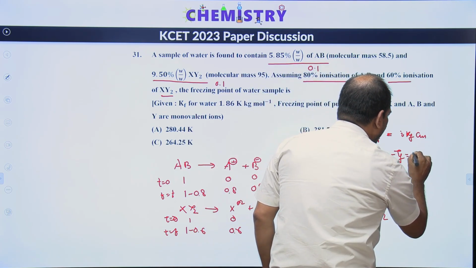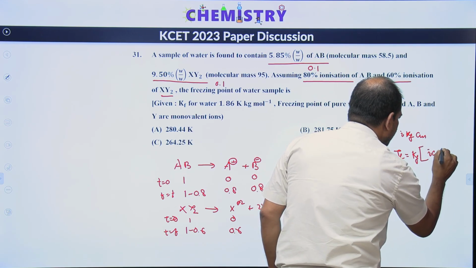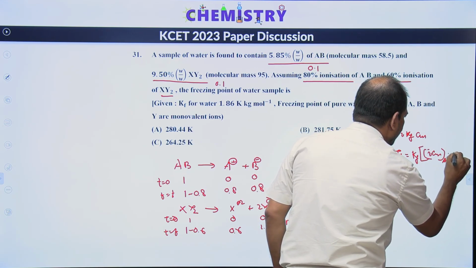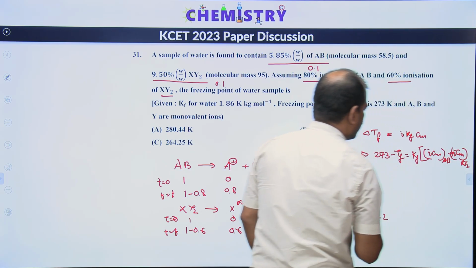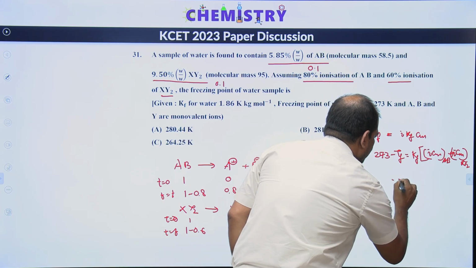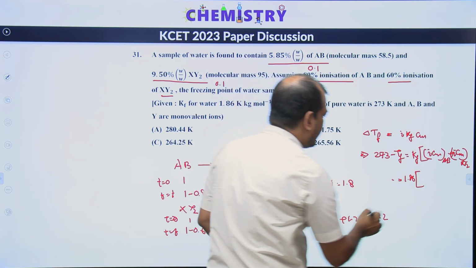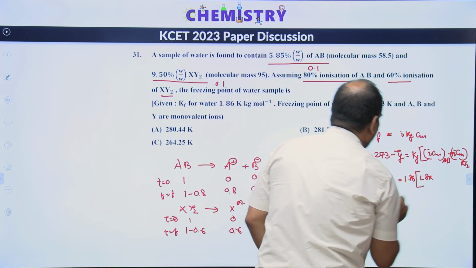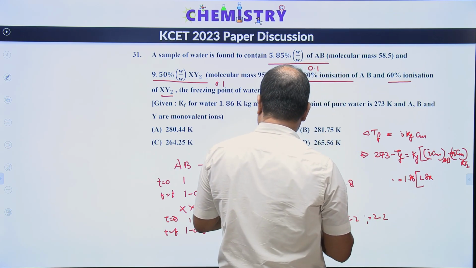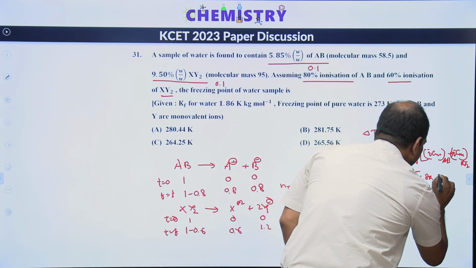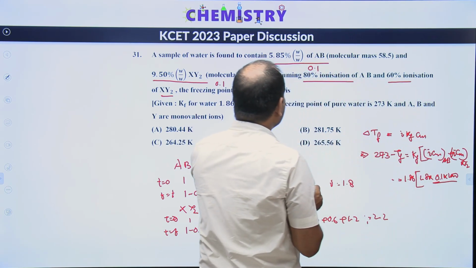Now I can make it two parts. Kf is constant, then i·m for AB plus i·m for XY2. Then putting the values: 1.86, the Van 't Hoff factor for AB is 1.8, into the number of moles of this compound, which we already took as 0.1, into 1000 by the mass of the solution.